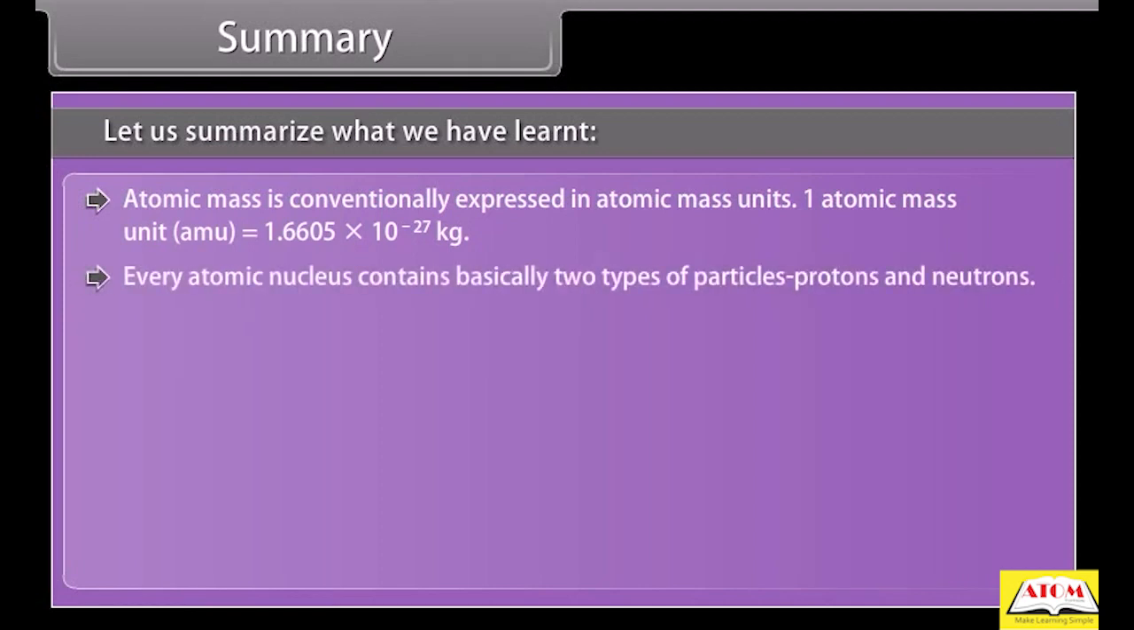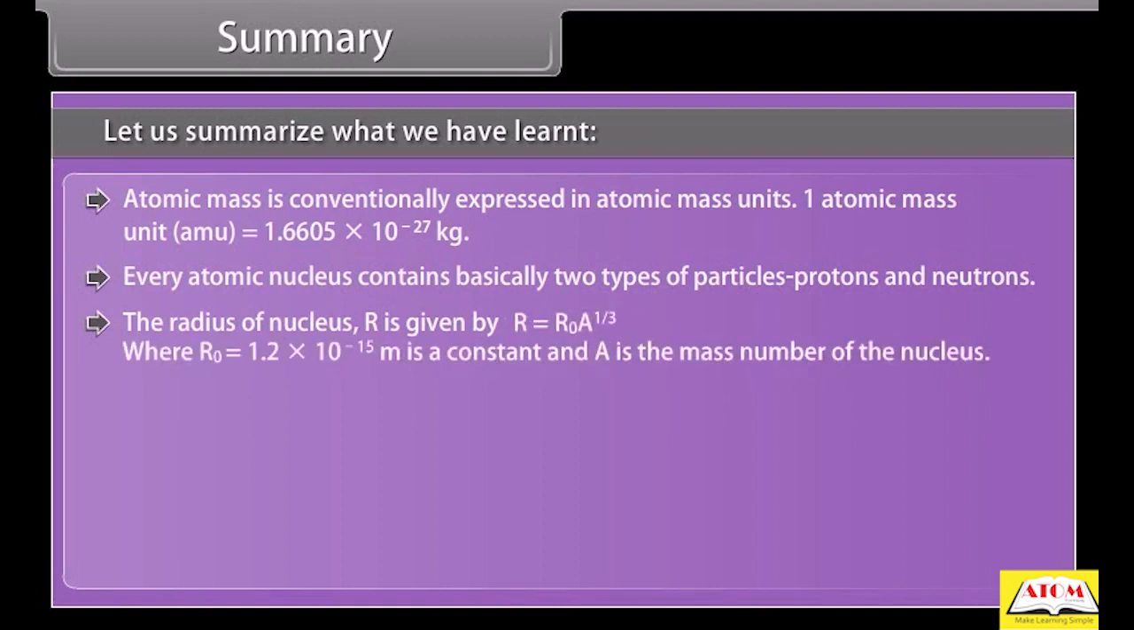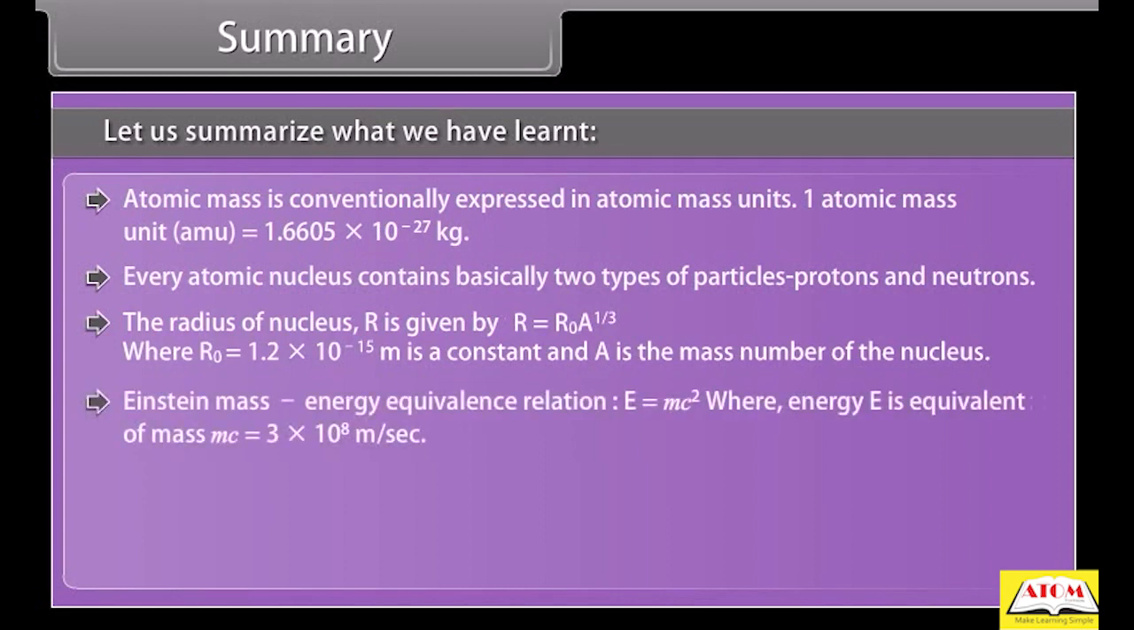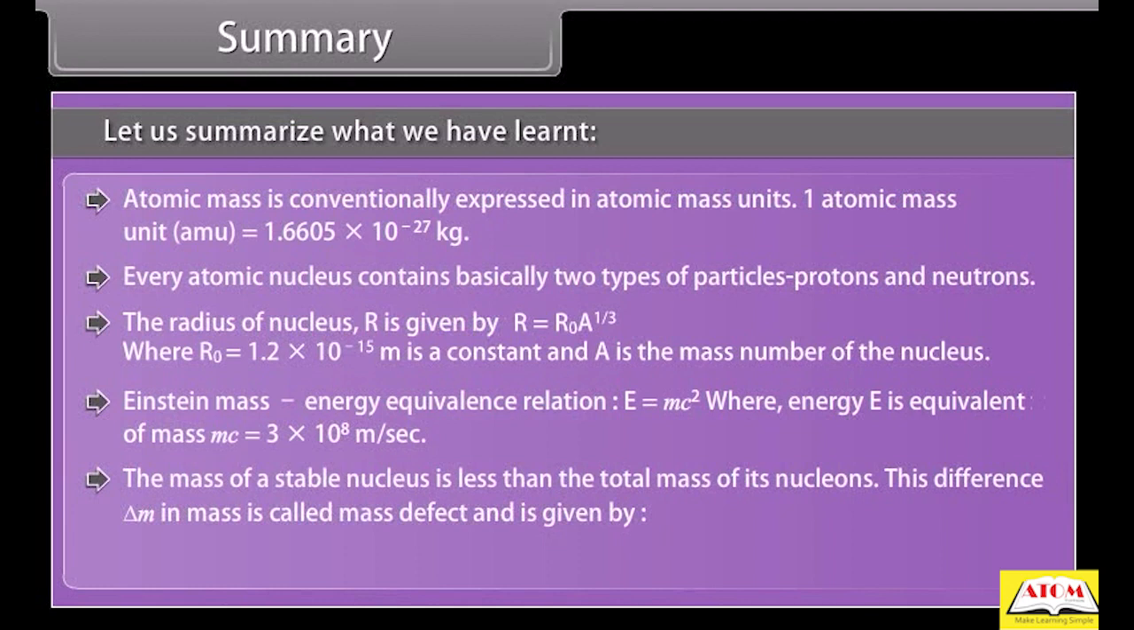Every atomic nucleus contains basically two types of particles, protons and neutrons. The radius of nucleus R is given by R = R0 A^(1/3), where R0 is equal to 1.2 × 10^-15 m is a constant, and A is the mass number of the nucleus. Einstein mass-energy equivalence relation, E = mc², where energy E is equivalent of mass m. c is the velocity of light in vacuum, that is 3 × 10^8 meter per second. The mass of a stable nucleus is less than the total mass of its nucleons.